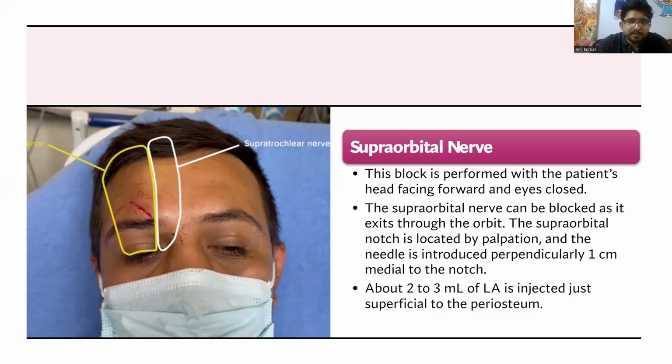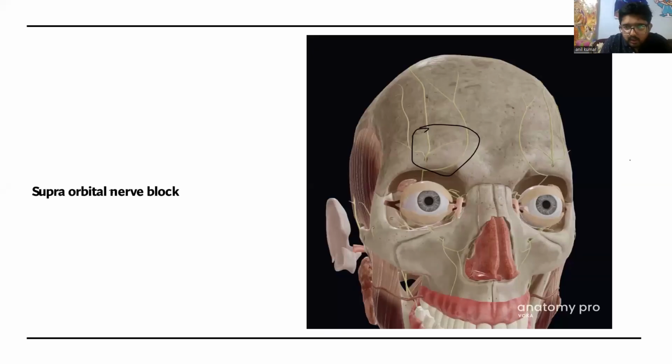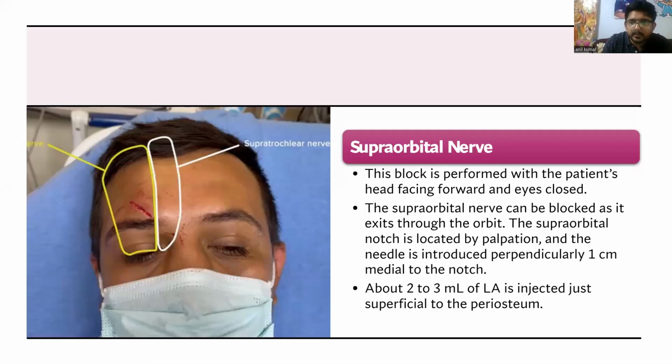For the supraorbital nerve, this block is performed with the patient's head facing forward and eyes closed. The supraorbital nerve can be blocked as it exits through the orbit. This is the supraorbital notch. Here you will see the supraorbital nerve exiting through the supraorbital notch, and it supplies the anterior and superior part of the forehead and the scalp. This is the supraorbital nerve, which originates from the frontal nerve. Are you able to see? For blocking the supraorbital nerve, nearly 2 to 3 ml of local anesthetic is enough to get a complete anesthesia of the area supplied by the supraorbital nerve.